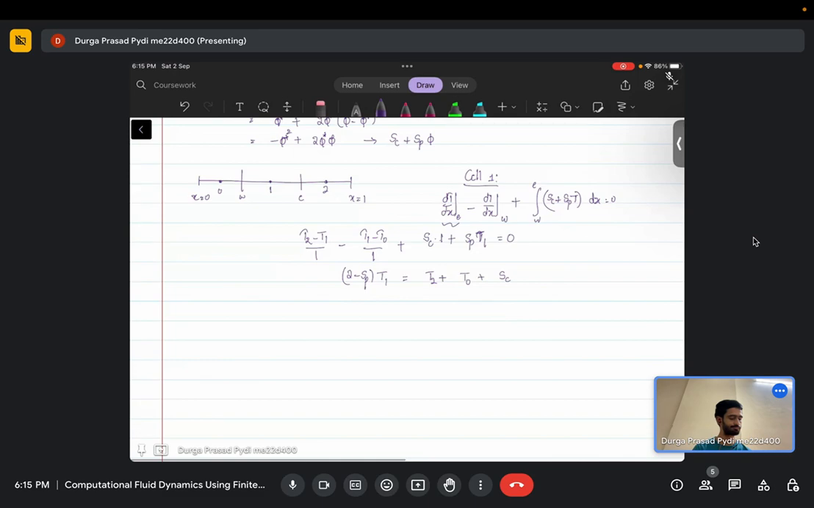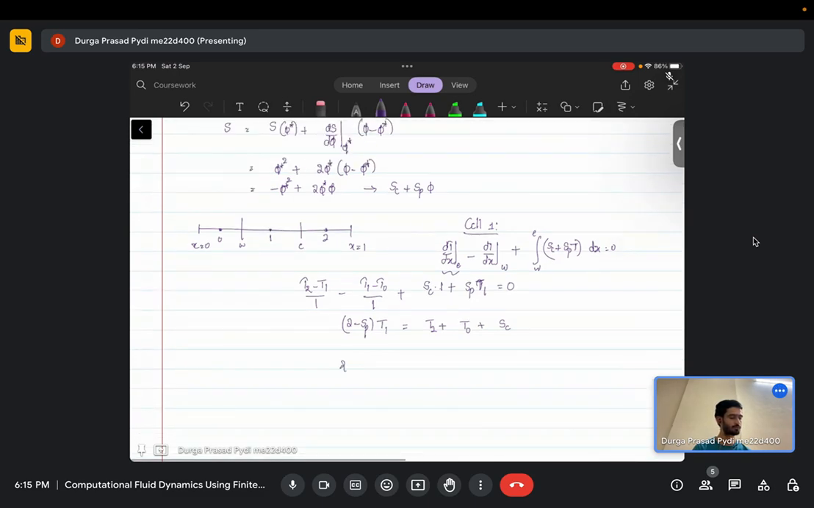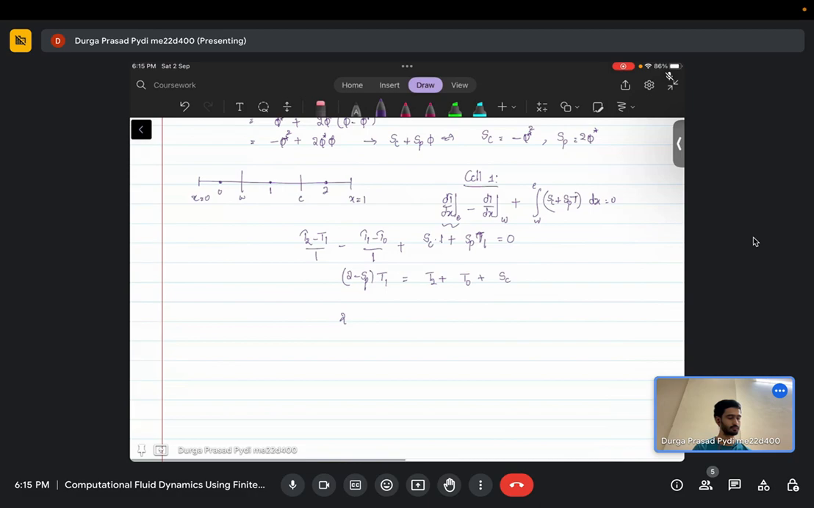So if we substitute the values back, what is the value of SP we have chosen? From this equation, SC is minus phi star square and SP is 2 phi star. So you have 2 minus 2 phi 1 star.